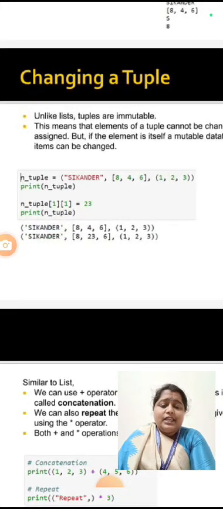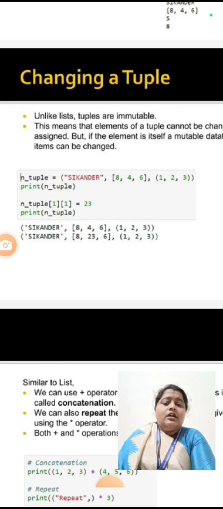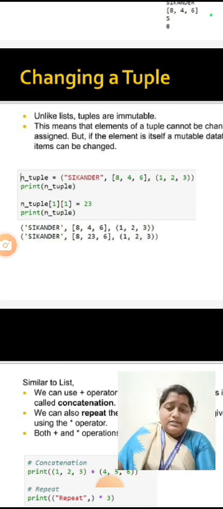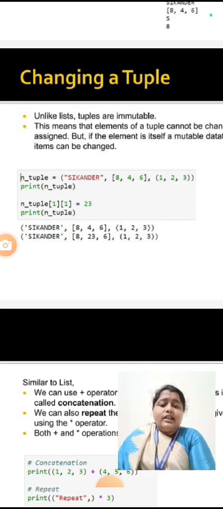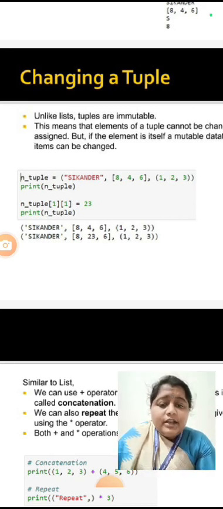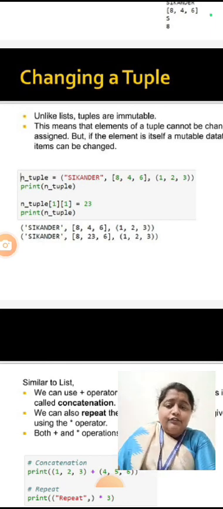n_tuple equal to ("mouse", [8, 4, 6], (1, 2, 3)). Here the first item is mouse, another item is the list 8, 4, 6, and the third is the tuple 1, 2, 3. Print n_tuple. Then n_tuple[1][1] equal to 23. Print n_tuple. Here 1 of 1 means the first of the first, in the matrix-style representation. The next printed output is mouse, [8, 23, 6] as the second item and the third item is (1, 2, 3). It printed the other set of tuples also. Okay.